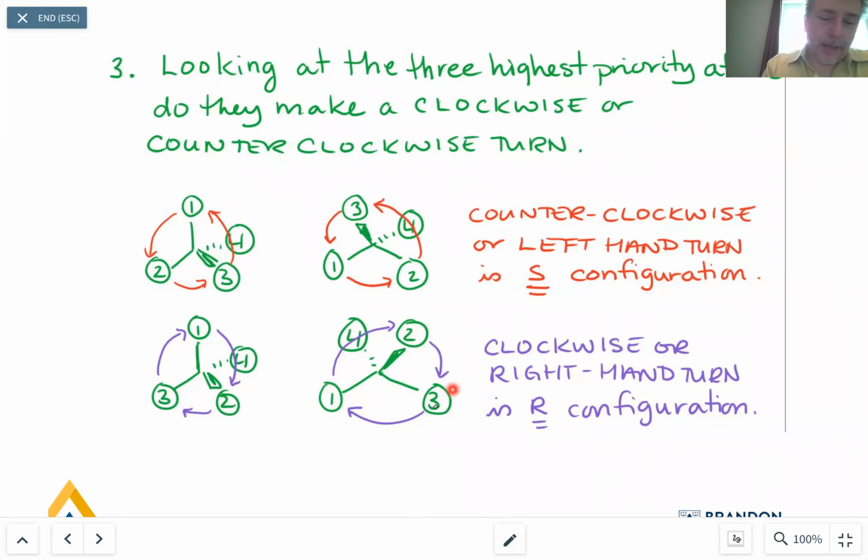It's good when things work out that way in life. So that's basically how you would assign a configuration: you look at the 3 remaining ones and make sure that this little 4 is pointing away, right?